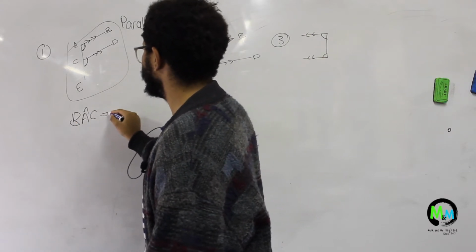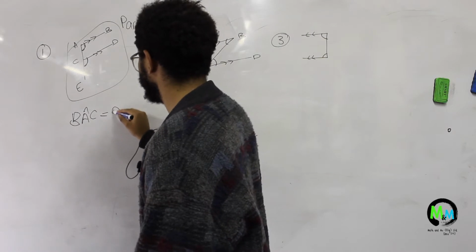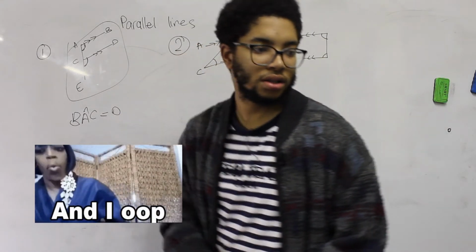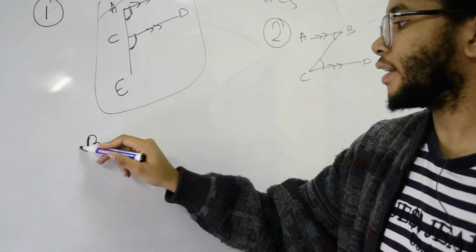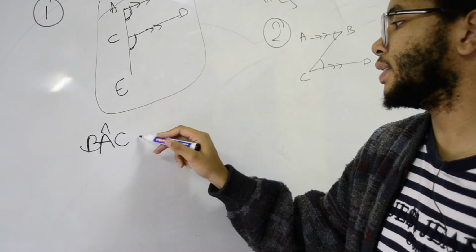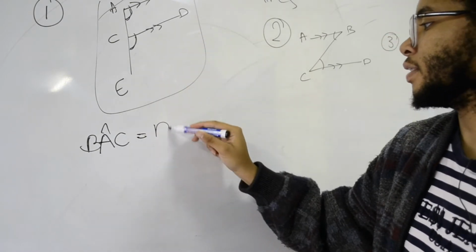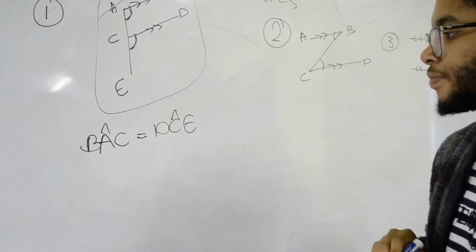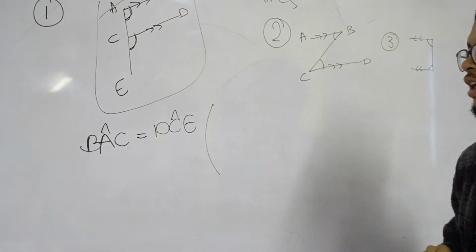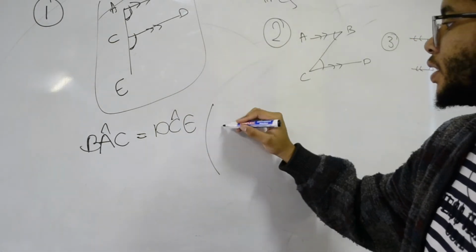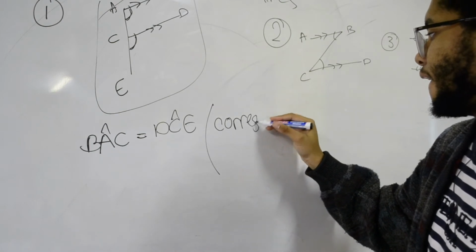At our first drawing over here, angle BAC is equal to angle DCE, and my reason for that would be corresponding angles, as I have said.